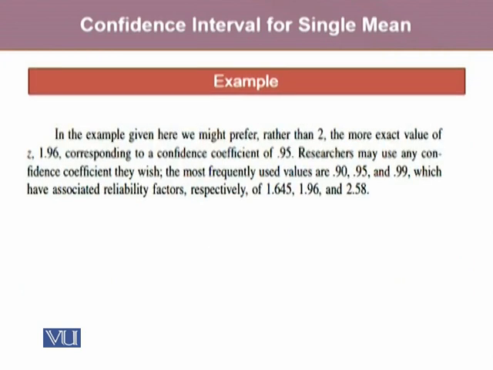In the example given here, we might prefer, rather than 2, the more exact value of z, which is 1.96. That corresponds to a confidence coefficient of 0.95 that we just learned in the critical value module. Researchers may use any confidence coefficient they wish. The most frequently used confidence coefficients are 0.90, which makes it 90%, 0.95, which makes it 95%, and 0.99, which have associated reliability factors, respectively, of 1.645 for 90%, 1.96 for 95%, and 2.58 for 99%.